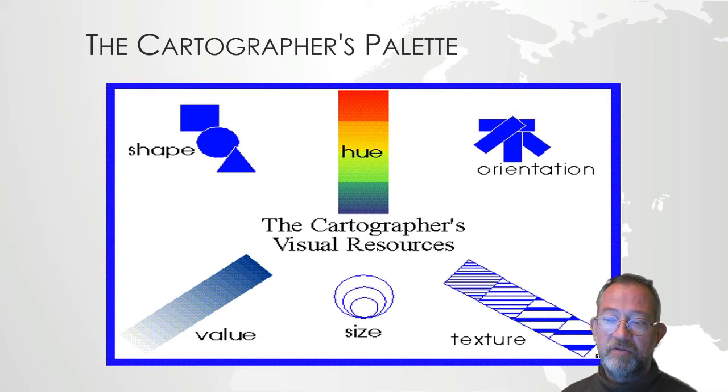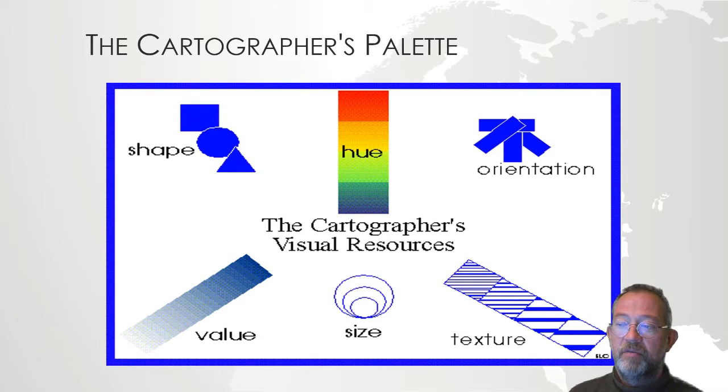When we visualize, we have basically six different elements we can work with. We have shape or symbols, so we can give different elements different symbols. We have the hue. Hue is a way of color coding. You probably know RGB, red, green, blue, which is what computer screens use. But in cartography, we typically use hue, value, and saturation.